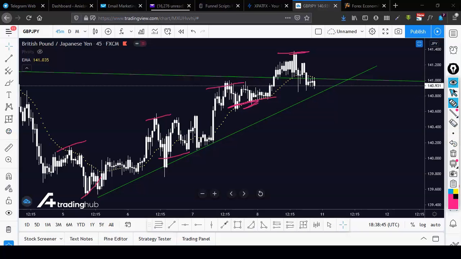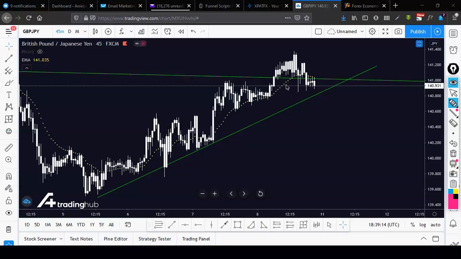So we want to see a break of structure. We want to see price break this trend line I just plotted here, tag it again, then drop. So we sell at the retest of that trend line. Even if you don't see a retest, remember, sometimes you may not have this retest, but if you see a correction like this on your lower time frame, your entry time frame, you can still sell it to the downside.